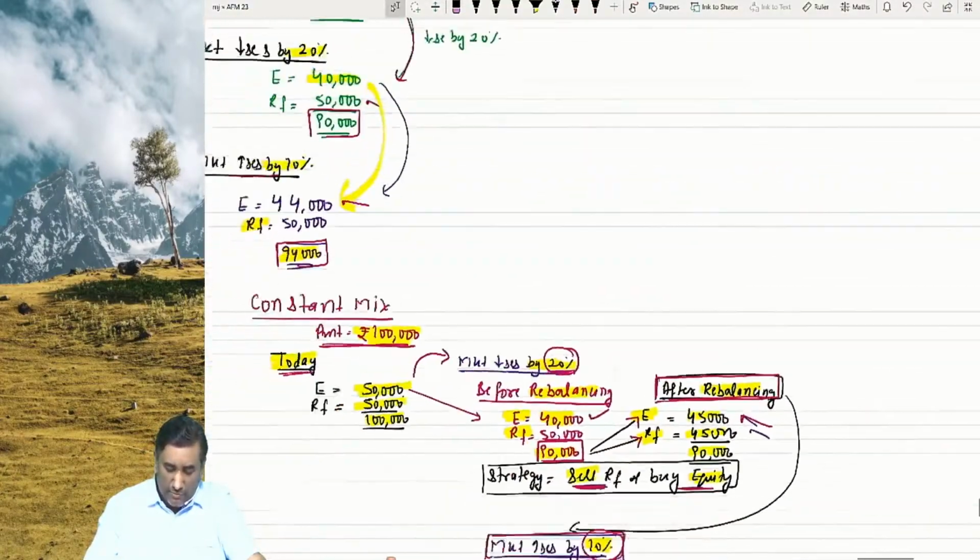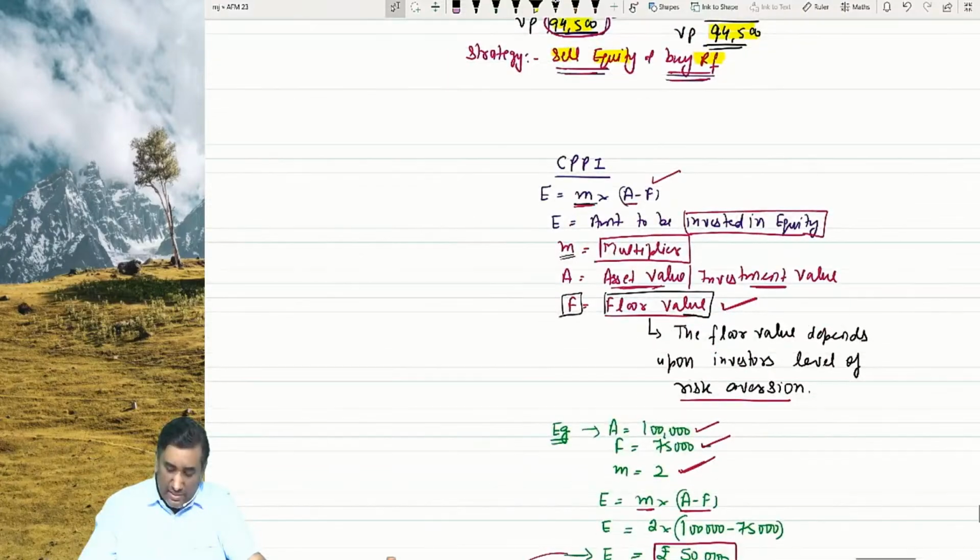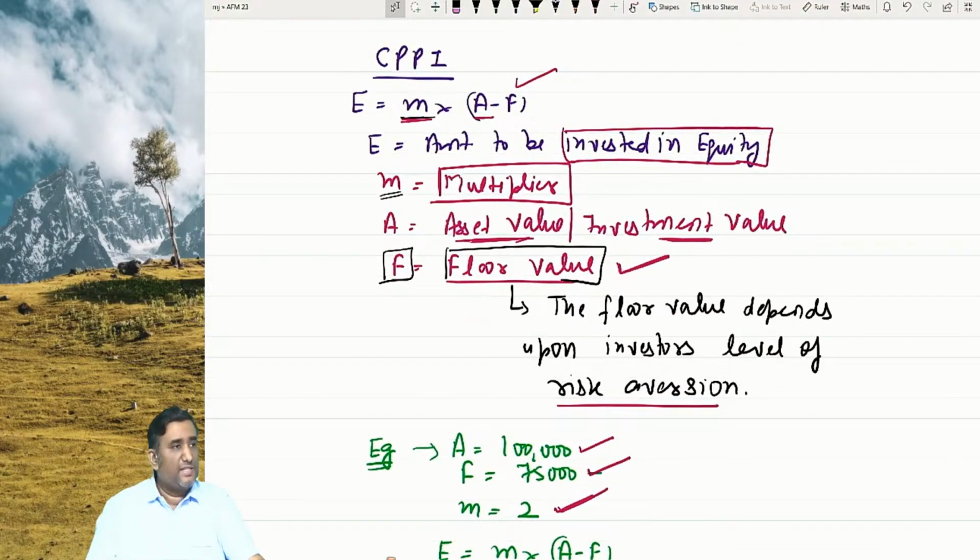Now how the floor value would be decided: first, he can give it to you exactly. Second, whatever the fall in the Nifty comes, exactly the same level of fall I can expect in my value. For example, if Nifty can fall at the rate of 10%, then at the maximum you can expect a 10% fall in the value of your portfolio.